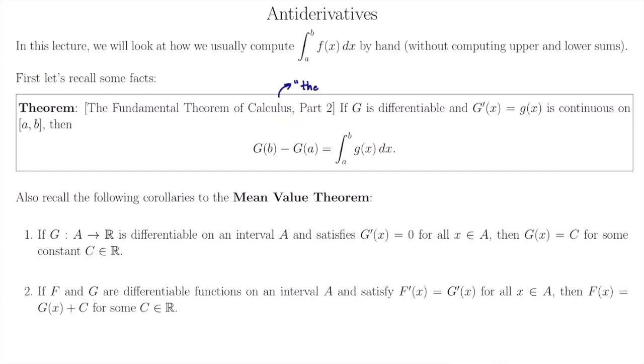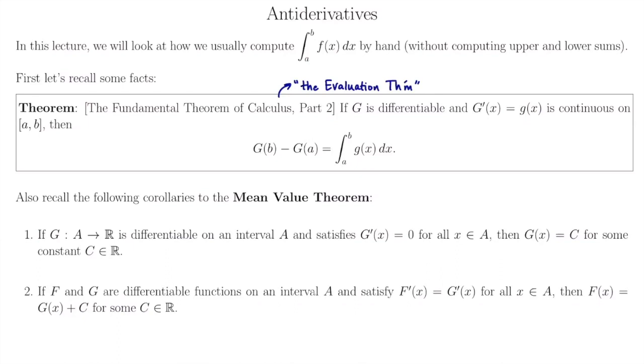This part is sometimes called the evaluation theorem because it gives us a way to evaluate integrals without using Riemann sums. So what it says is, if capital G is a differentiable function whose first derivative little g of x is continuous on the closed bounded interval from a to b, then capital G of b minus capital G of a is equal to the integral from a to b of little g of x dx. The way this is phrased, it sounds like a statement about capital G, but let's reinterpret this as a theorem about little g.